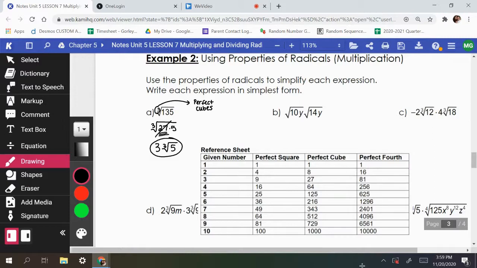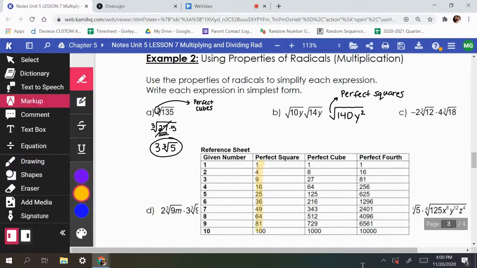Notice that these are both square roots, so I can multiply straight across. 10 times 14 is going to be 140. And y times y is going to be y squared. Now, what am I looking for? This is a square root, so we're looking for factors that are perfect squares. Is 140 a perfect square? Do you see that in the list of perfect squares?